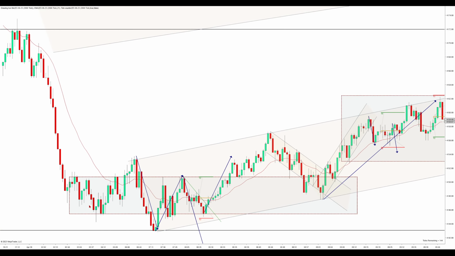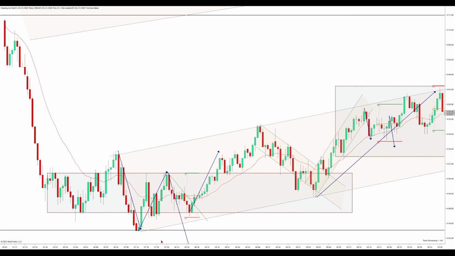So starting off, we have this range right here, and 8 o'clock is around this area right here. We break out the highs, we fade back in, we push out the lows, and then we bounce off this low again right here, confirming it. So I like the range there.